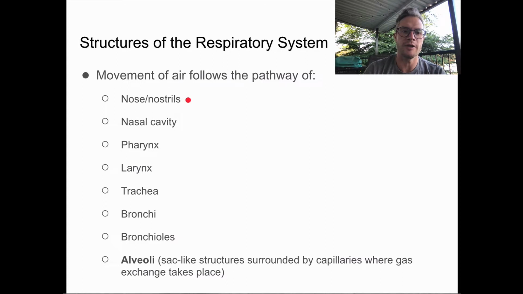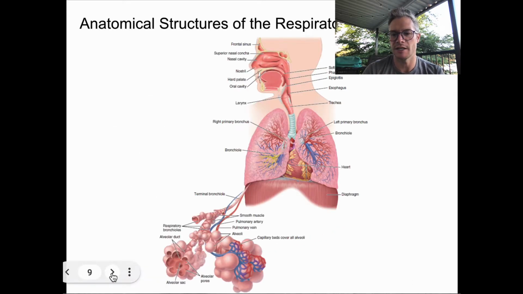So we have our nose, two nostrils, which go back into the nasal cavity, into the pharynx, past the larynx, into our trachea, which then splits into our bronchi, splits farther like tree branches into bronchioles, and then we finally end up at probably the most important anatomical structure for our respiratory system, which is the alveoli, where gas exchange takes place.